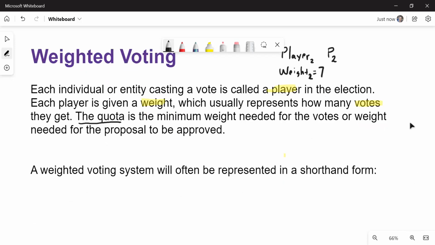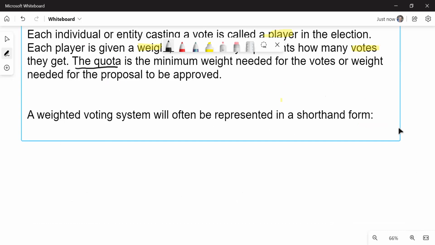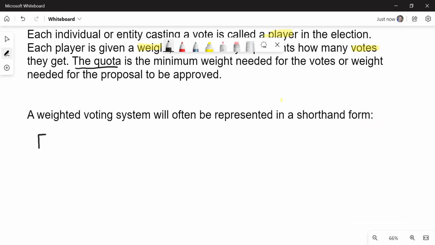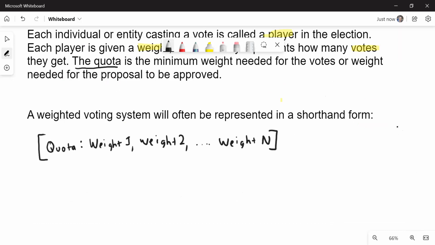So let's take a look at some of the shorthand for a weighted voting system. We use a square bracket. We list the quota first, that way we know how many votes are needed. And then we just list the weights of the players. I would do the weight of player 1 first, and then the weight of player 2 next, and player 3, and so on, up to weight n if I have n players in the system.